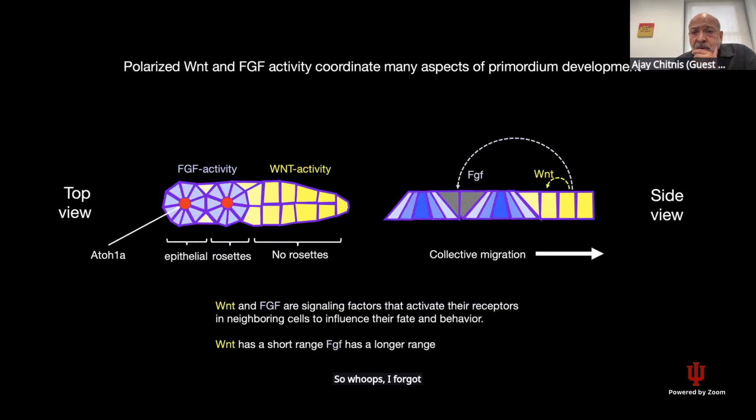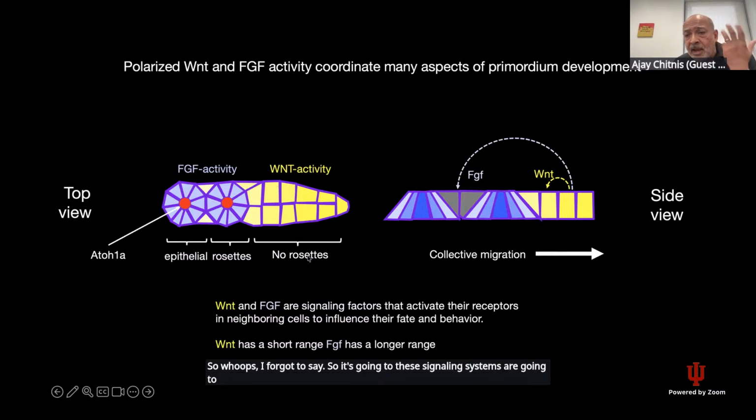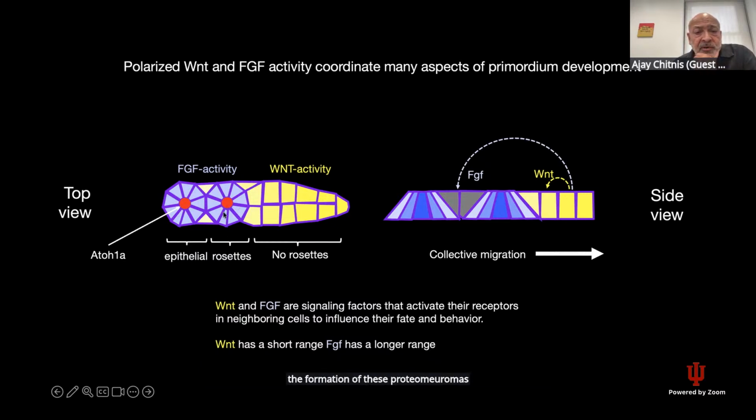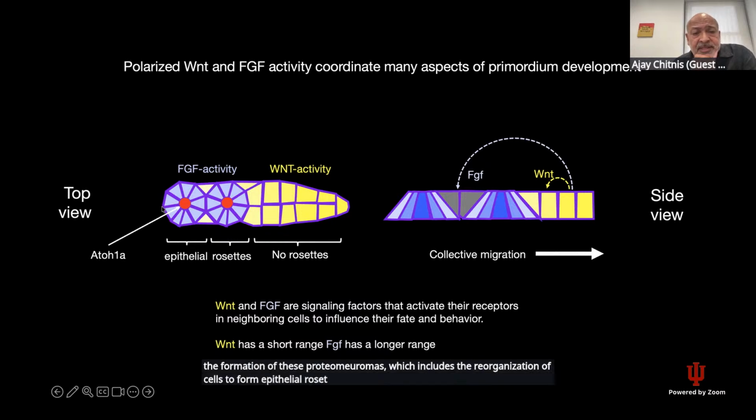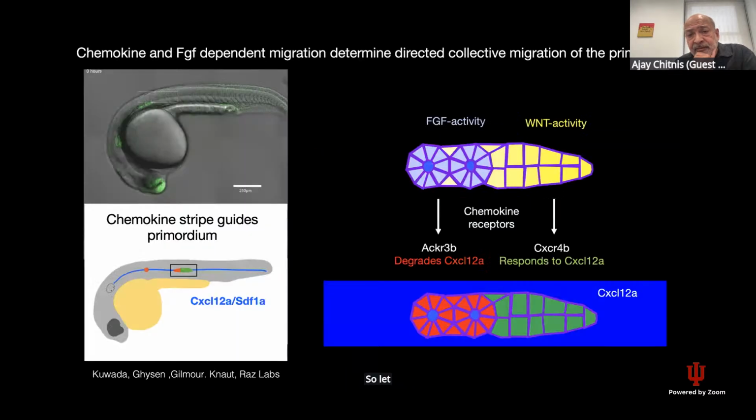So these signaling systems are going to interact, and they are going to coordinate both the formation of these protoneuromasts, which includes the reorganization of cells to form epithelial rosettes, as well as the specification of a central cell as an ATO1 expressing cell, and also the collective migration of the system. So let's start with the collective migration.